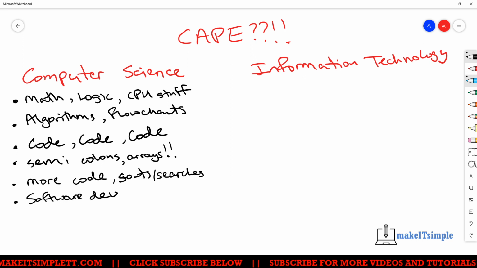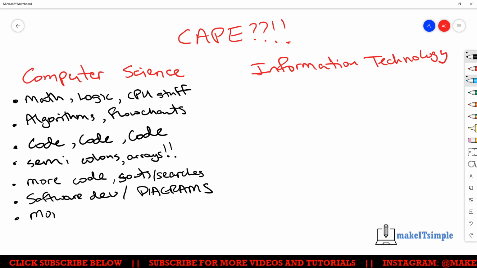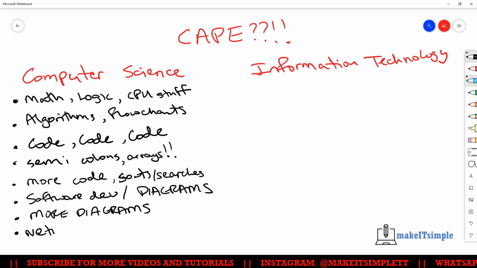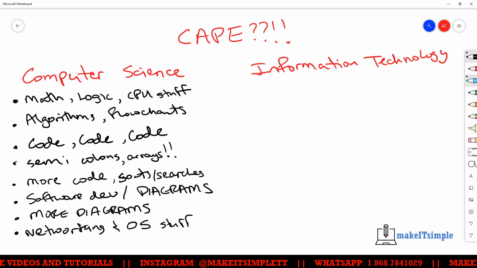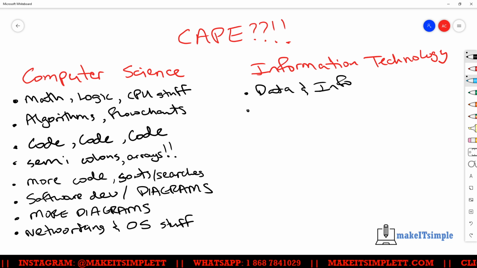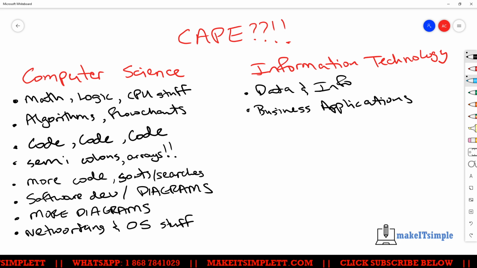And then you learn a little bit about software development, and then the diagrams come in. Diagrams, ERD diagrams, DFD diagrams, all sorts of things. And then you learn a little bit about networking and how the operating system works, and that's basically what computer science is about.